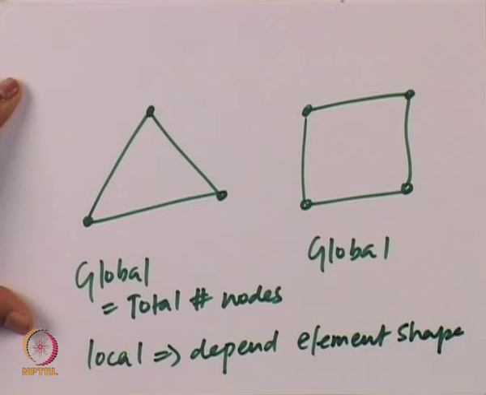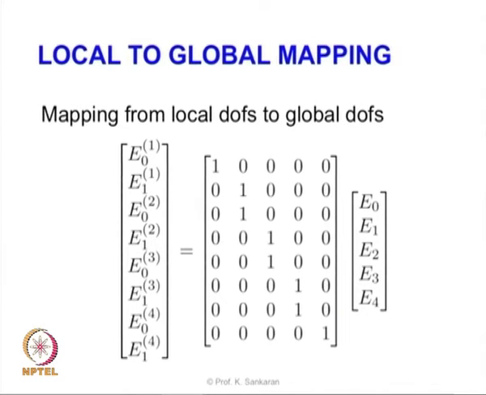So if the element is a triangle, you have 3 degrees of freedom. If the element is square, you have 4 degrees of freedom locally inside each of the elements. So what we are going to do now is map the values that we have locally assigned to the global values, and this is the local degrees of freedom to global degrees of freedom mapping.